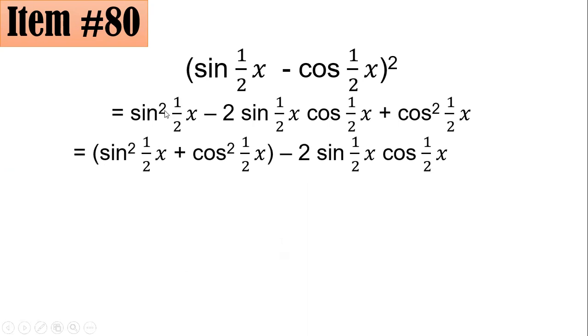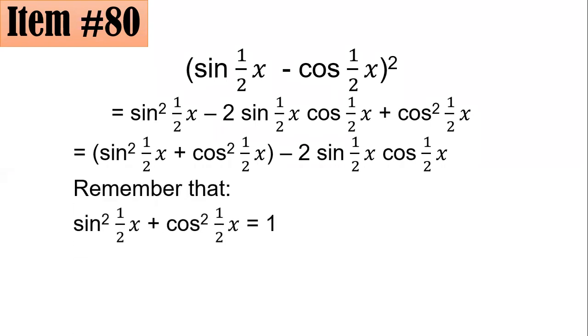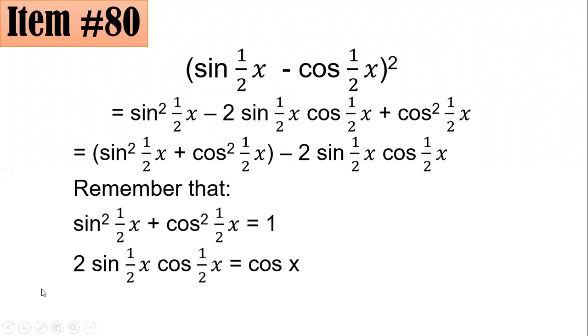So with that, grouping together the first and the third term, it is this. Then -2 sine 1/2 x cosine 1/2 x still. But isn't this an identity? Sine squared of the same quantity plus cosine squared of the same quantity is in fact equal to 1. And this is another identity, that 2 sine of 1/2 x times cosine of 1/2 x is in fact cosine x. It's a double angle.